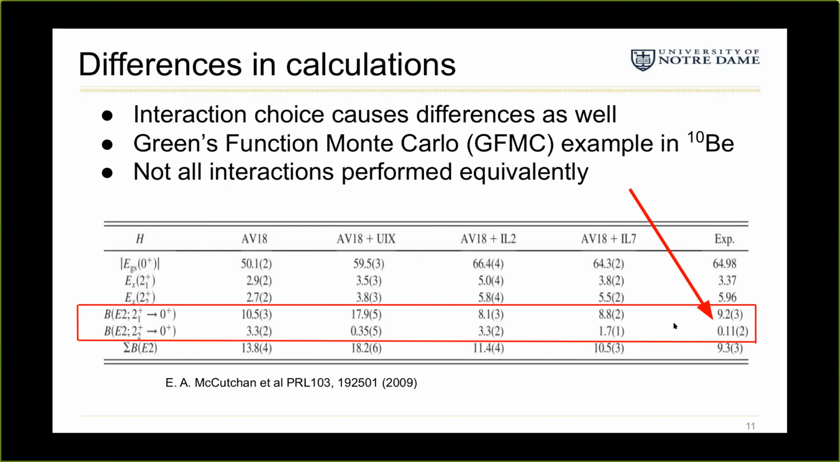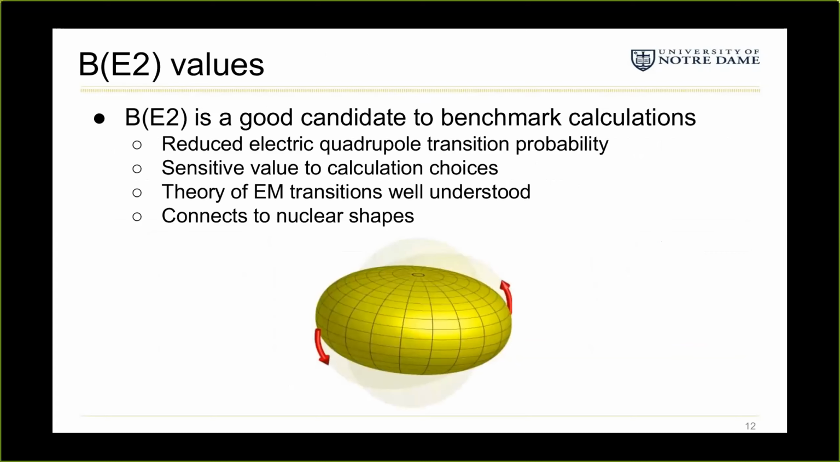So if I compare one calculation to experiment and it verifies that, that gets me a better sense that the calculation is doing well. Because there are differences in these ab initio calculations due to choices of calculation and the choice of interaction, there is a need for experimental measurements to benchmark these calculations. And so that is what I decided to do for my thesis work. And I chose to do this by measuring additional BE2 values.